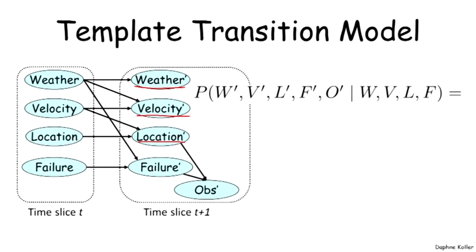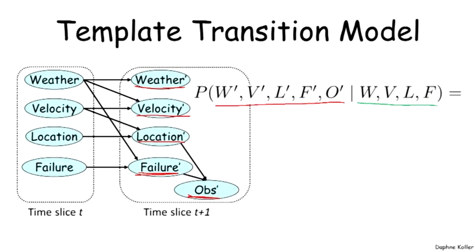We also have a sensor whose observation we get at each of those time points, and the sensor may or may not be failing at the current time point. And what we've done here is we've encoded the probabilistic model of this next state, so W prime, V prime, L prime, F prime, and O prime, given the previous state. So given W, V, L, and F.